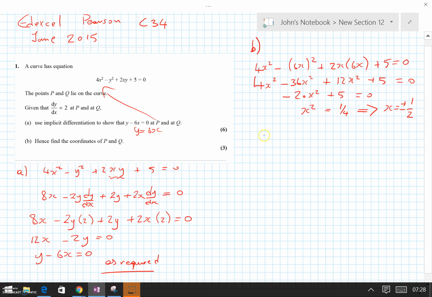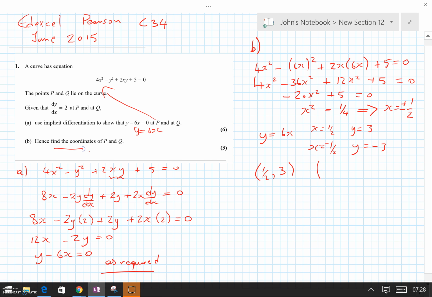And we know that y is equal to 6x. So that gives the values fairly easily. When x is half, y equals 6 times that, so that's 3. When x is minus a half, y equals minus 3. So let's write the coordinates just to be safe.